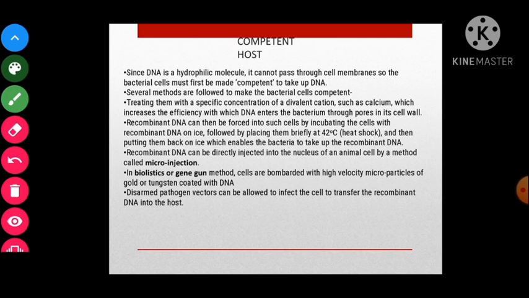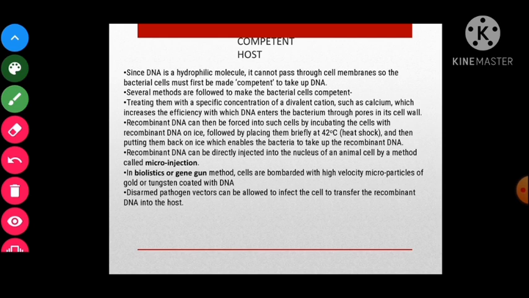सेकेंड मेथड इज द फिजिकल मेथड. In this method, the introduction of foreign DNA into host cell is done by microinjection. In this method, recombinant DNA is directly injected into the nucleus of animal cell, right? तो microinjection. इसी तरीके से एक मेथड है बायोलिस्टिक और जीन गन.